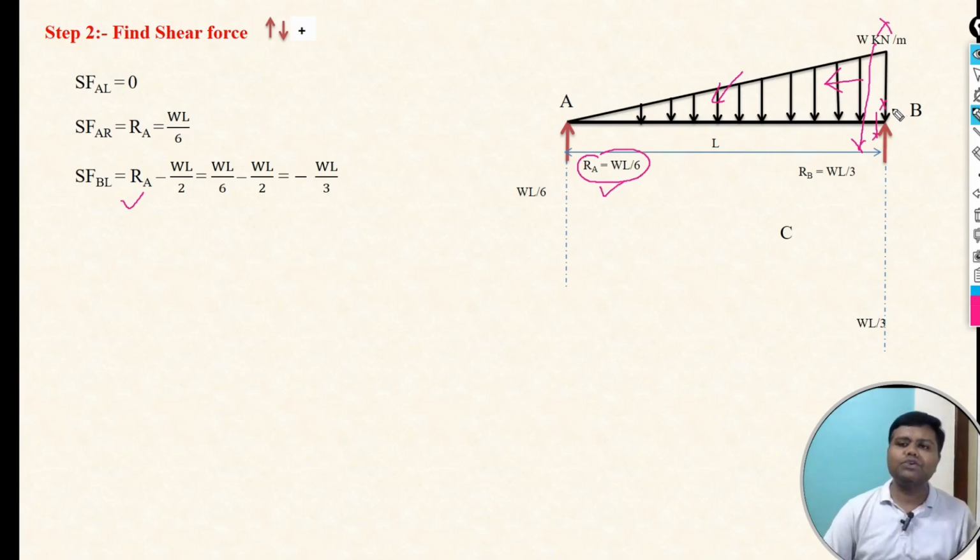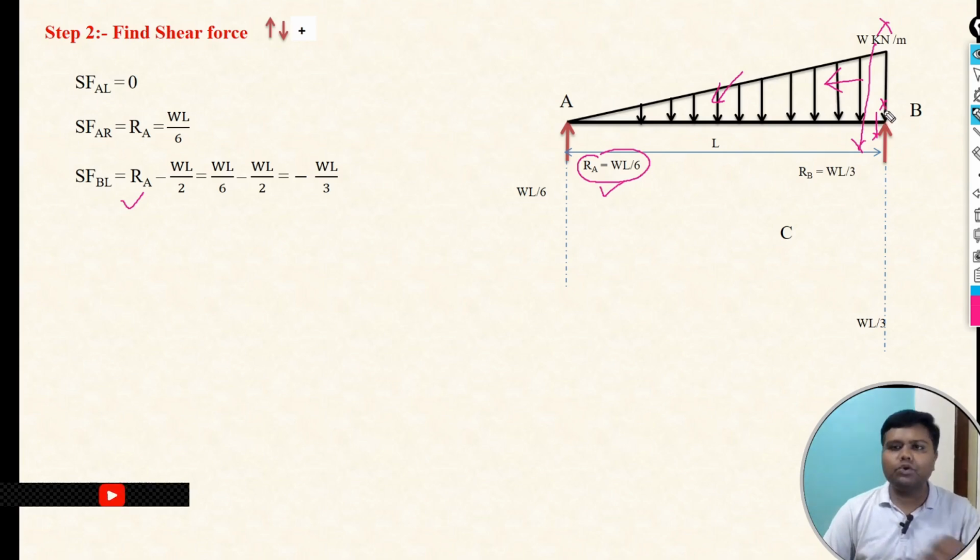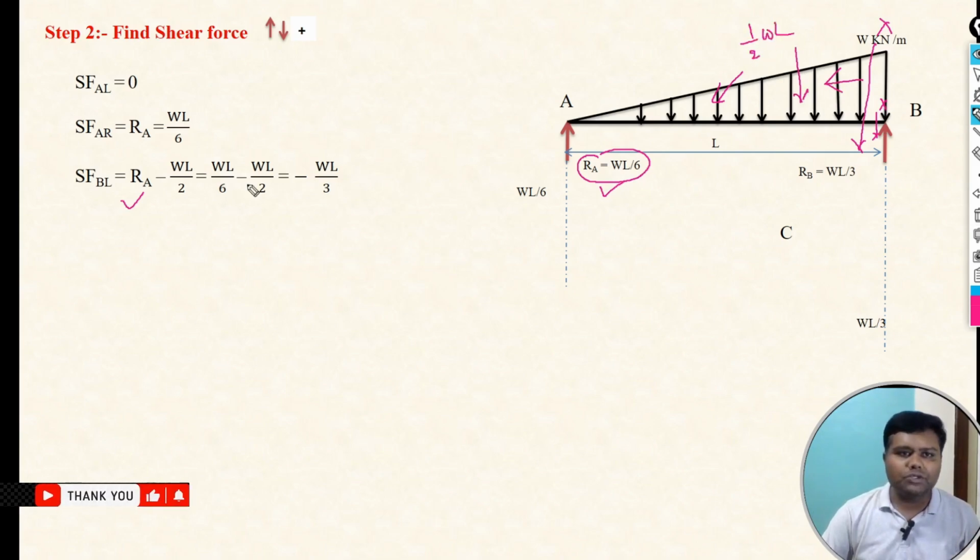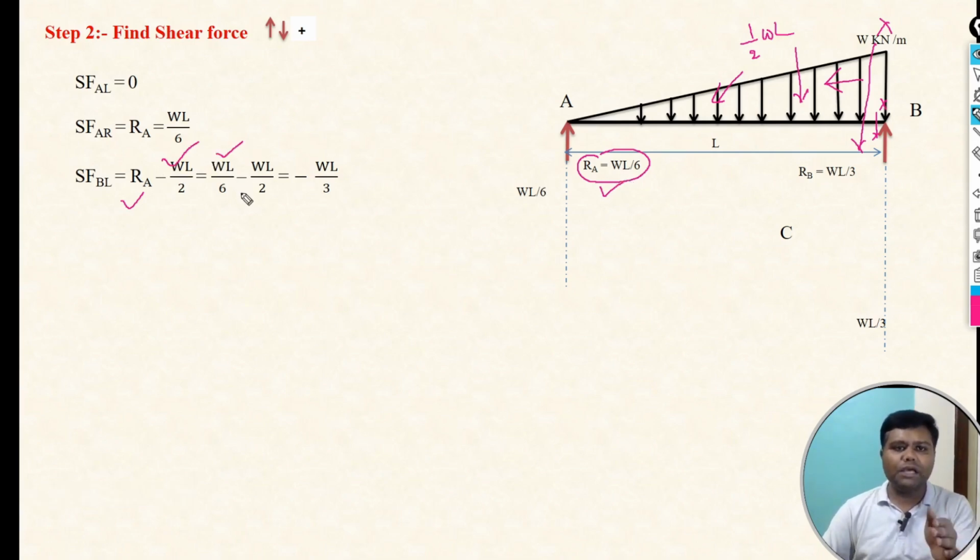We are focusing on the left part. On the left part, the total load is there, and we have already converted the total load into a point load, and that point load is 1 by 2 W into L. So the same load we have taken over here. RA we have already calculated, where RA is WL by 6. So just put the value of RA, WL by 6, and another term is WL by 2.